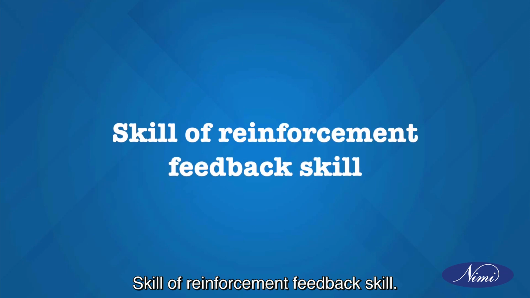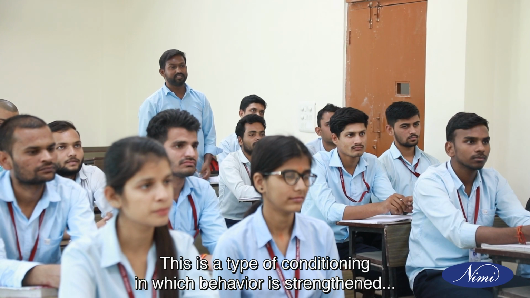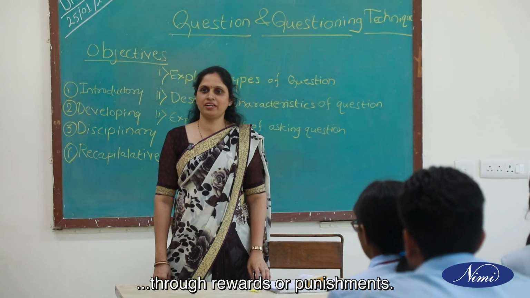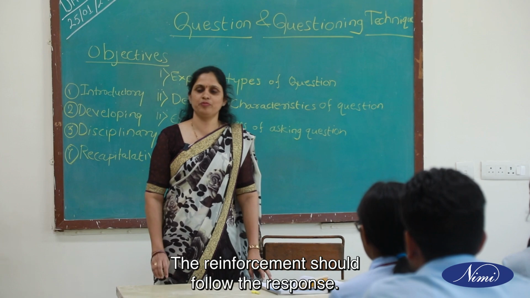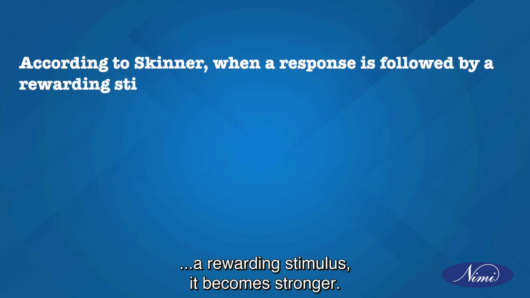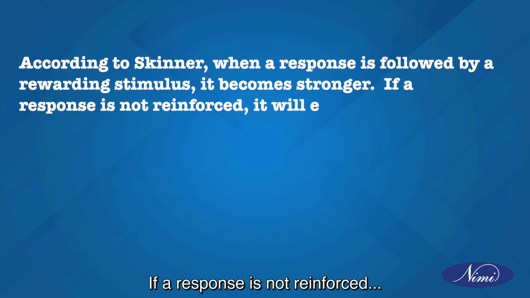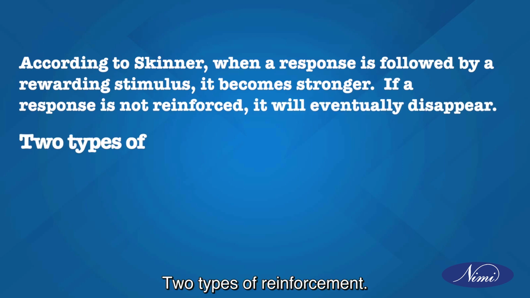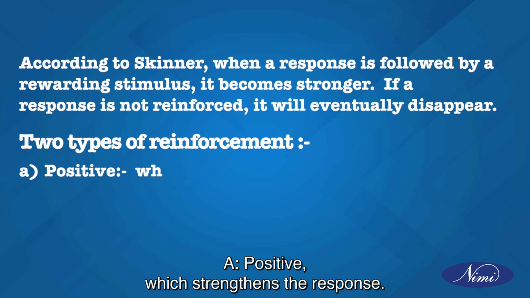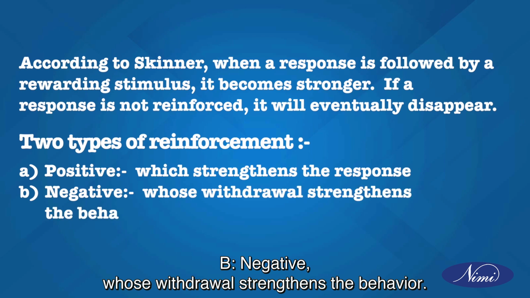Skill of reinforcement, feedback skill. This is a type of conditioning in which behavior is strengthened through rewards or punishments. The reinforcement should follow the response. According to Skinner, when a response is followed by a rewarding stimulus, it becomes stronger. If a response is not reinforced, it will eventually disappear. Two types of reinforcement. A. Positive, which strengthens the response. B. Negative, whose withdrawal strengthens the behavior.